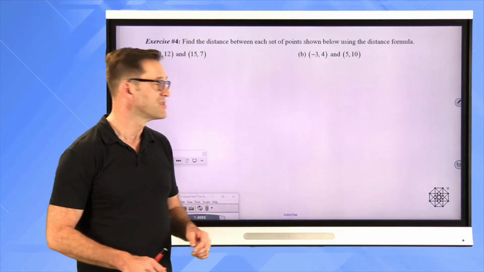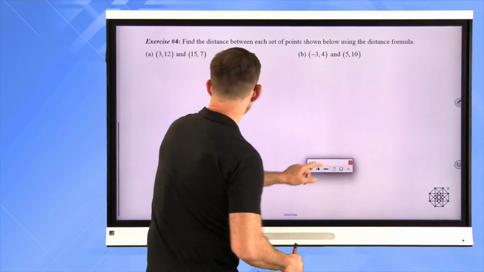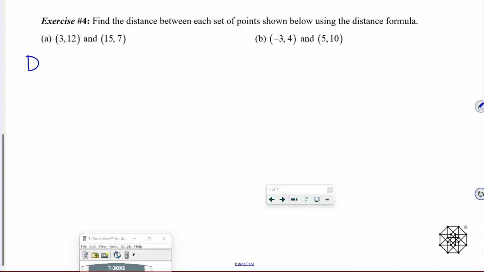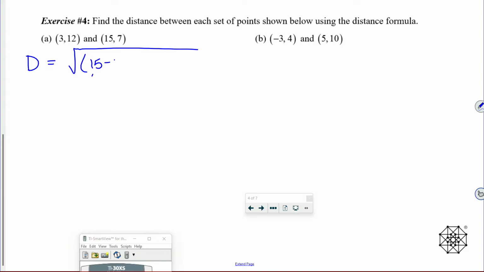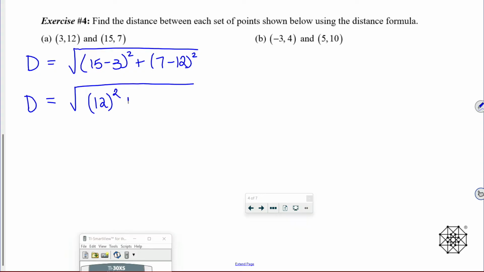All right, great. So here we go. I am going to literally just plug and chug. I'm going to say my distance is equal to the square root of x2 minus x1 squared, that's just that horizontal distance, and I'm squaring it, y2 minus y1 squared. All right, I like to take my time here. 15 minus 3 is 12. 7 minus 12 is negative 5.